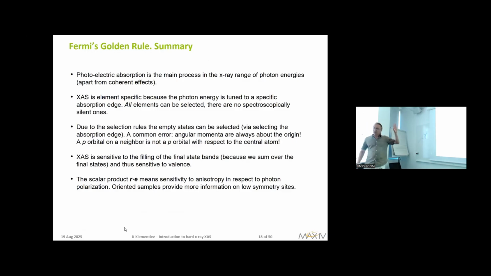I will summarize the previous slide, because this is the essence of the technique, the base for your understanding of what can be learned from it. Photoelectric absorption is the main process. It should be easy to measure. Absorption spectroscopy is element specific because by tuning energy we can tune our initial state I in that formula. Due to the selection rule, we can also be sensitive to the final states that we want. This is actually how we select the initial state.